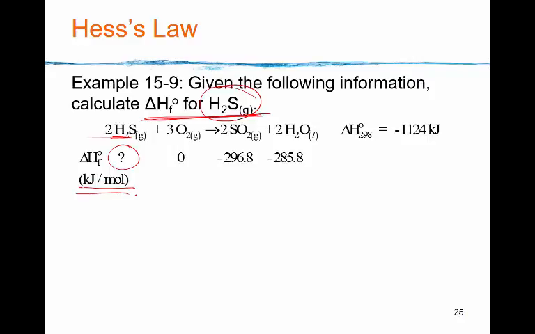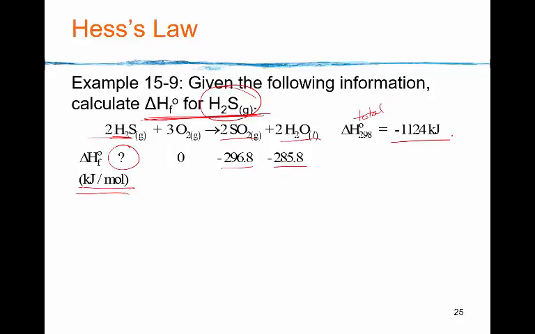I know I'm giving you the fact that SO2 is minus 296.8, and our buddy water, you're going to get used to this one, is minus 285.8. The delta H of the reaction at standard conditions, so that's the total, is a negative 1124 kilojoules. Okay, so how do I do that?